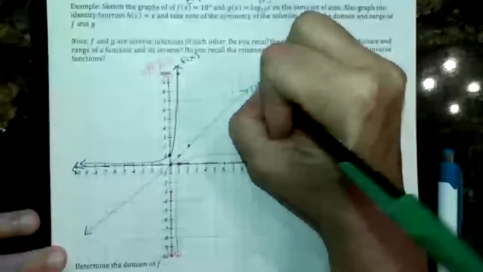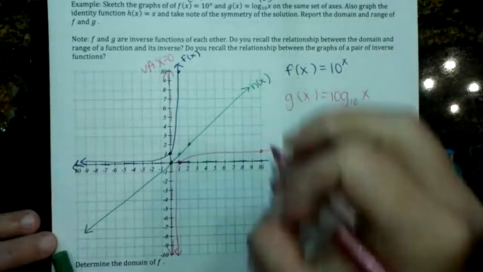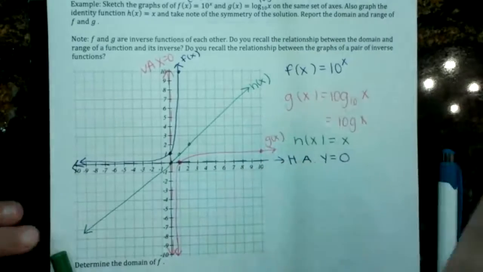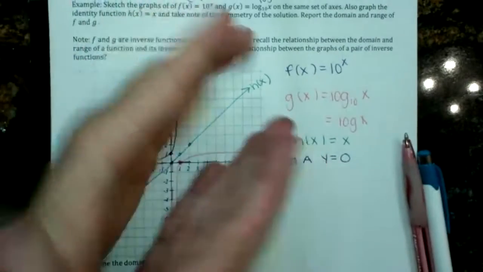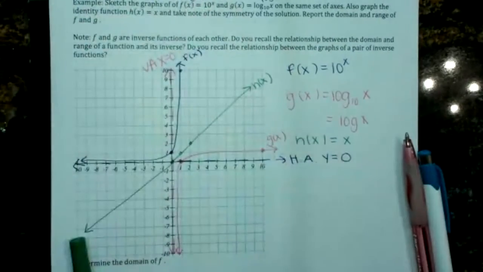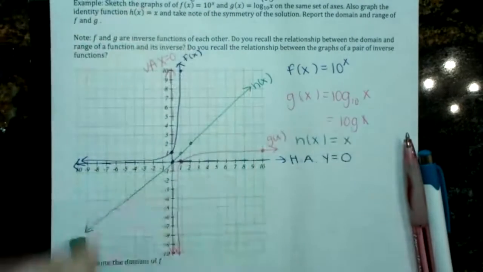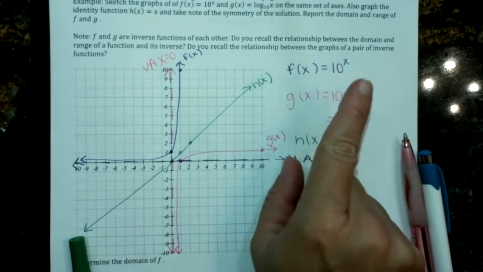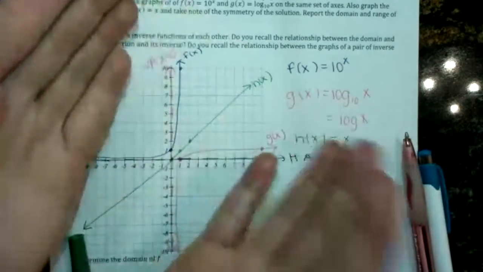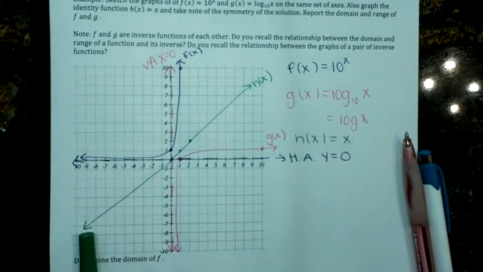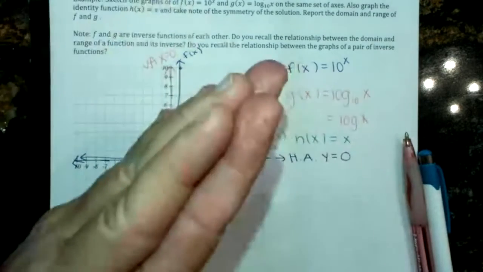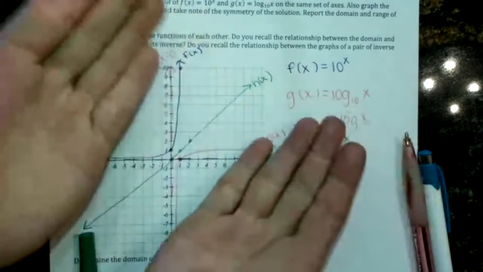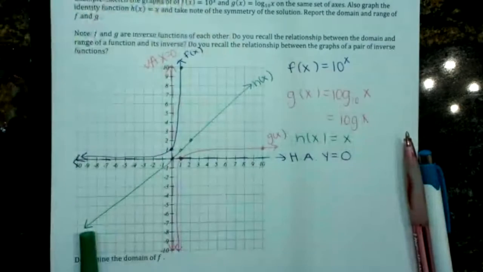So this will give us h of x. This one was g of x. If you notice, if I were to take my graph and fold it on h of x, on that identity function, it's going to be the same thing on both sides. So what do you recall about the relationship between the graphs of inverse functions? They are symmetrical about the identity function. So if I fold it diagonally, it'll be the same on both sides, which is what's happening here. So it's kind of cool.